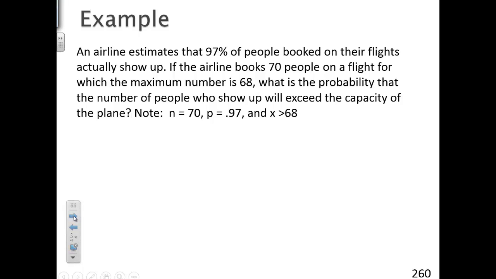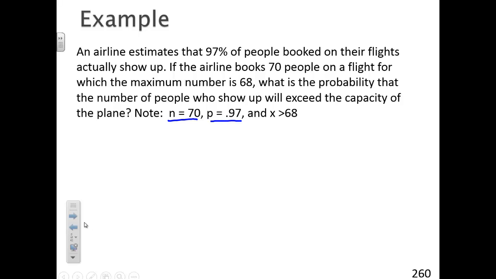An airline estimates that 97% of people booked on their flights actually show up. If the airline books 70 people on a flight for which the maximum number is 68, and they use these methods to figure out if they can do that, what is the probability that the number of people who show up will exceed the capacity of the plane? Now again, I've made note, what is my n? That's 70, the number of people booked. That's going to be my number of trials. The probability that a person actually shows up is 0.97.